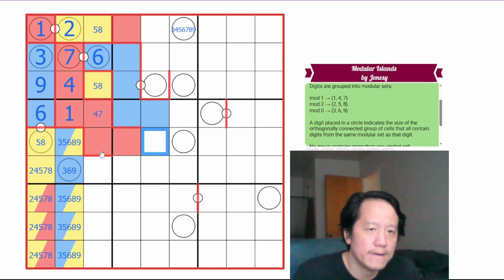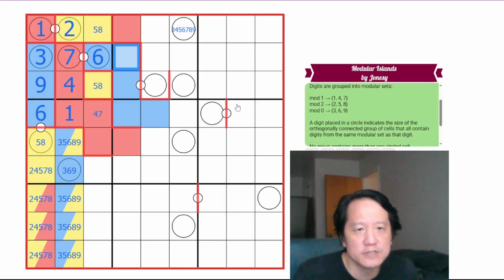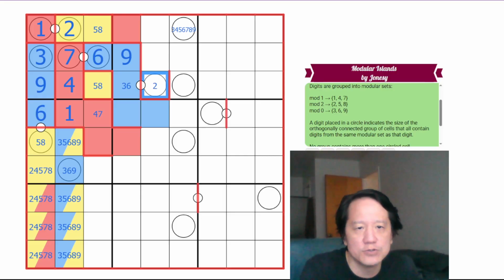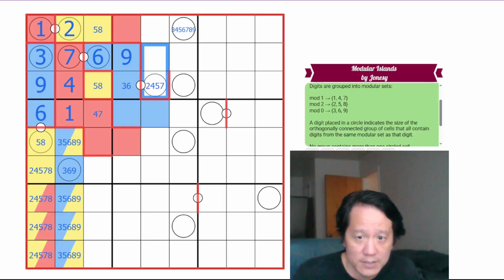Okay. These digits are consecutive with 3, 6. So this has to be 9 here. This must be 3, 6, which is consecutive with this digit. So it would be 2, 4, 5, or 7 here. Which means this has to go at least this way as a region.